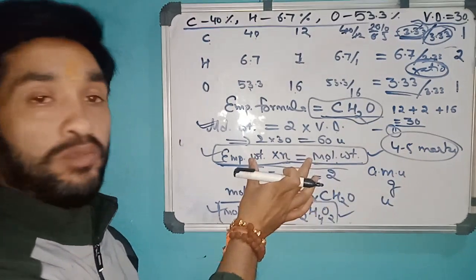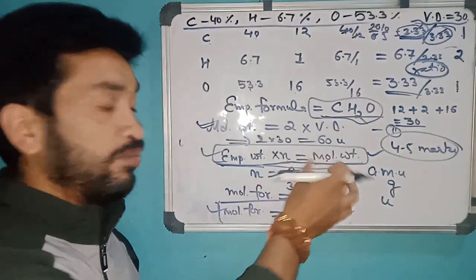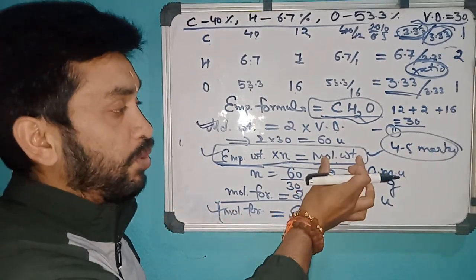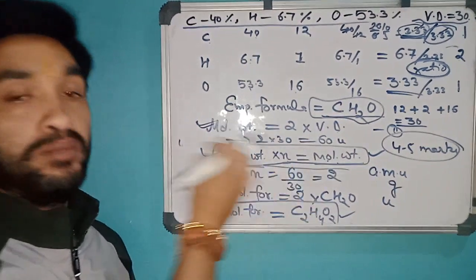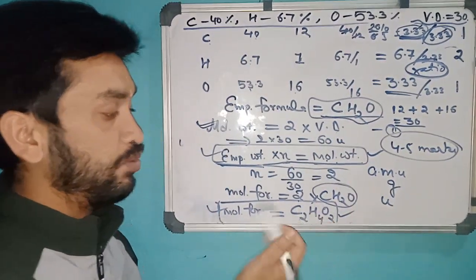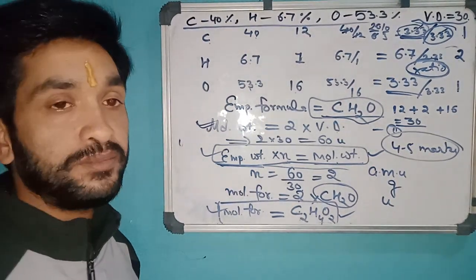Again the same formula, but weight will be changed to formula. So empirical formula into n equals molecular formula, but we want molecular formula. So we will write molecular formula is equal to n into empirical formula. Empirical formula was CH2O and the value of n we got was 2. So C2H4O2 is the molecular formula of the given compound.